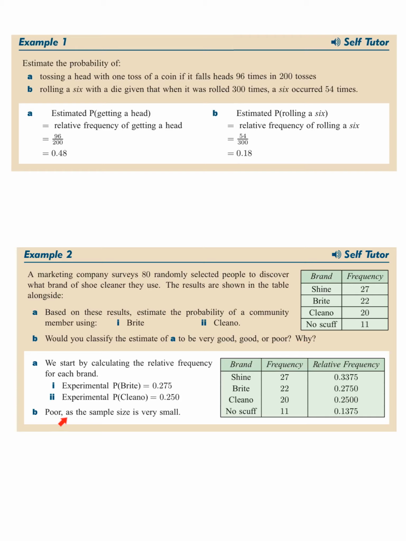Why? And they said poor as the sample size is very small. The sample size is 80. The community is probably thousands and thousands of people. So it's hard to believe that using these results, we could make a guess or an estimate of what the whole community would be using to clean their shoes.